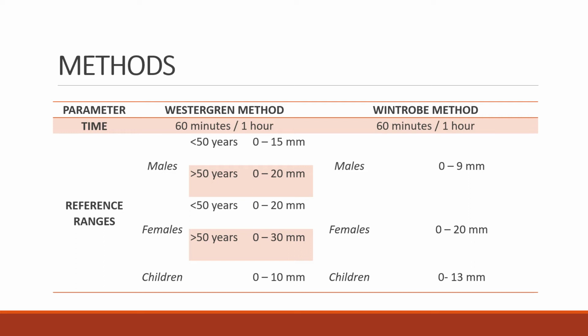On the other hand, for the Wintrobe method, for male patients, the normal value is 0 to 9. For female, it's 0 to 20 millimeters, and for children, it's 0 to 13.